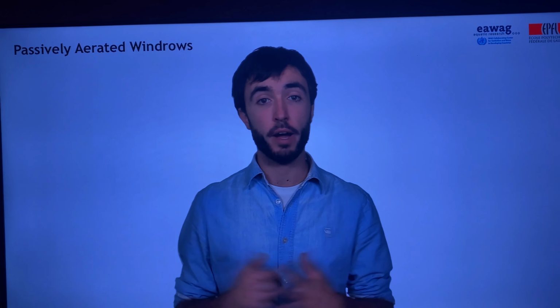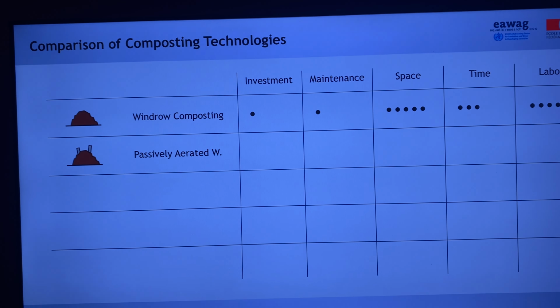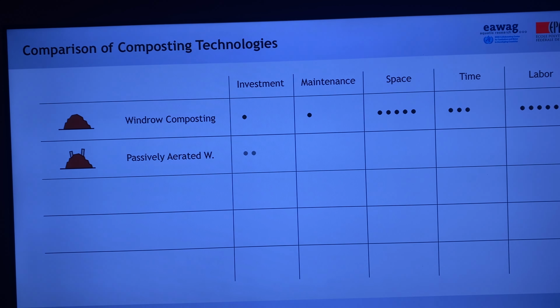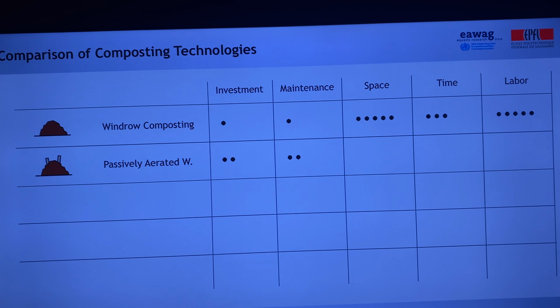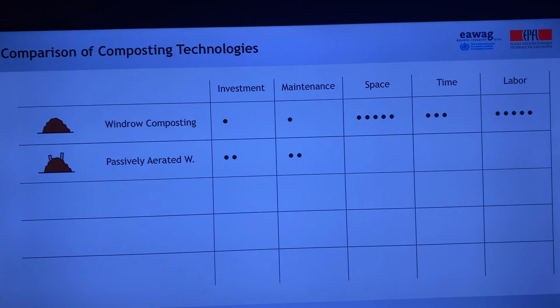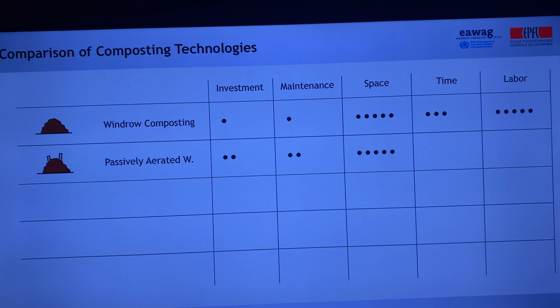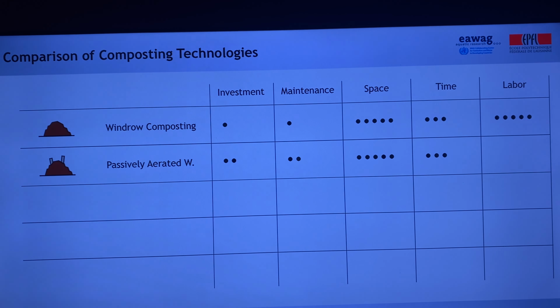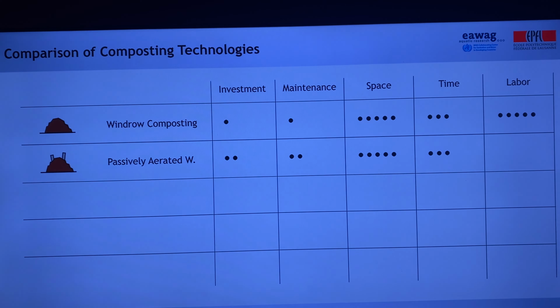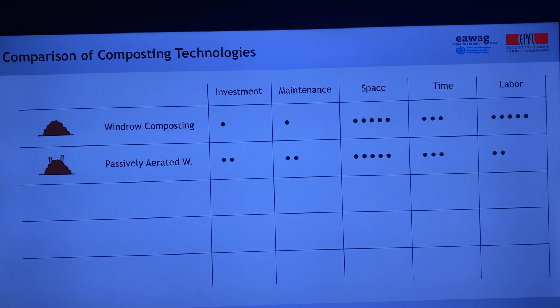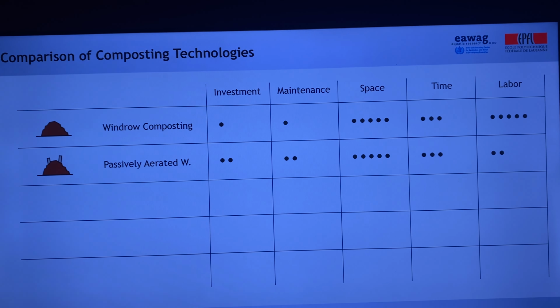It is advisable to insulate these piles with finished compost to ensure thermophilic temperatures reach the outer layers of the pile as well. This technology requires slightly higher initial investment and maintenance than non-aerated windrows as it involves a passive aeration system. It has similar space requirements. The composting process might take as long or slightly shorter than with non-aerated windrows, and it also requires less labor as the piles do not need to be turned.